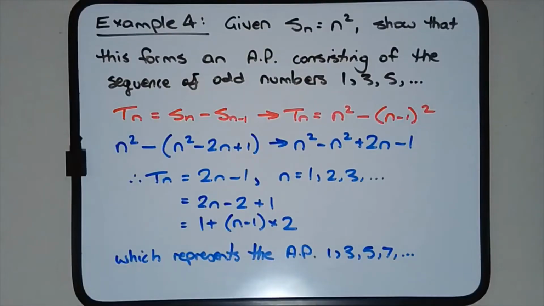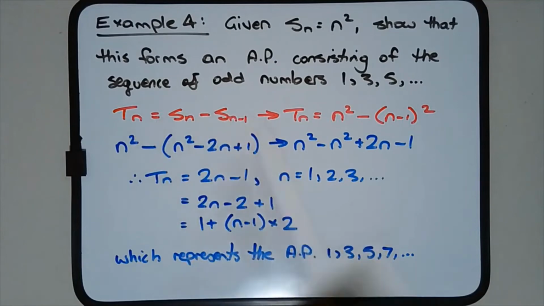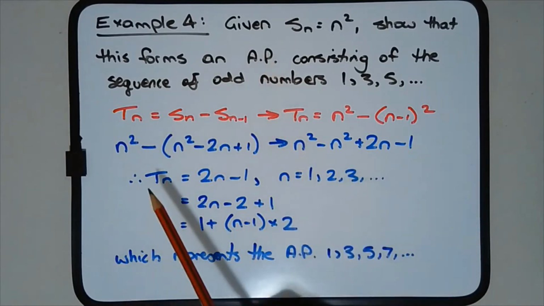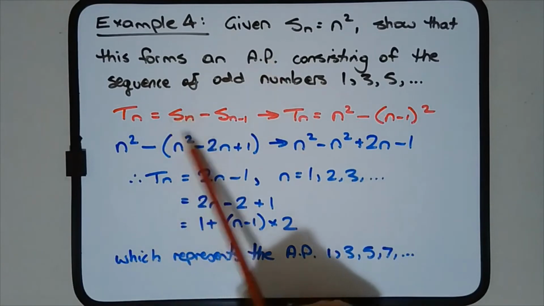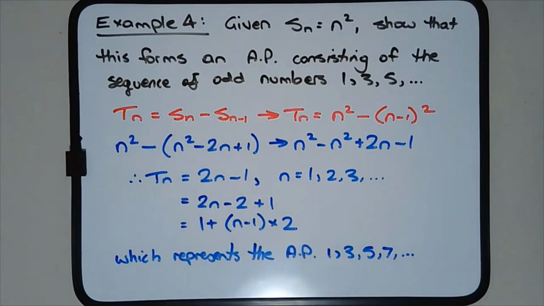Example 4. Given Sn equals n squared, show that this forms an arithmetic progression consisting of the sequence of odd numbers 1, 3, 5, and so on. Now we can apply the rule that Tn is equal to Sn minus S(n minus 1). That is, the nth term of this arithmetic progression is found by taking the sum of the first n terms and subtracting from that the sum of the first n minus 1 terms.